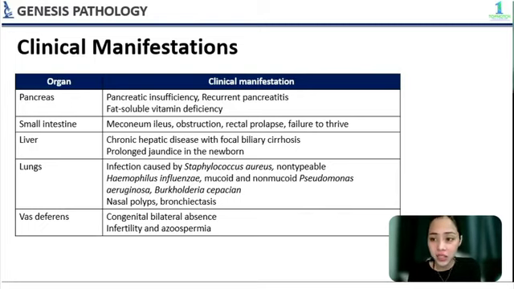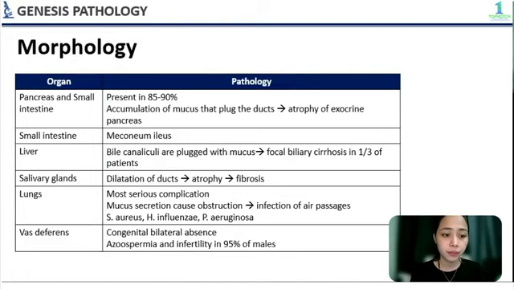Meconium ileus can be seen in newborns. In the liver, because of the plugging also, it can lead to chronic hepatic disease and focal biliary cirrhosis. In the lungs, because the mucus is dry, this is fertile ground for infection, most especially by Staph aureus, Haemophilus influenzae, and Pseudomonas aeruginosa. There can also be congenital bilateral absence of the vas deferens, infertility, and azoospermia.